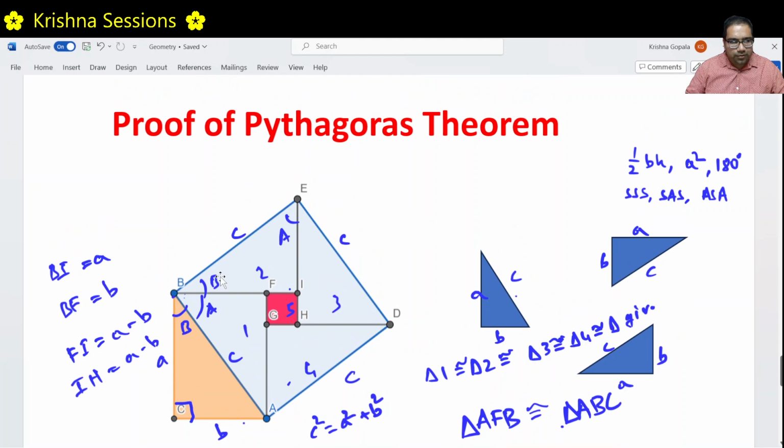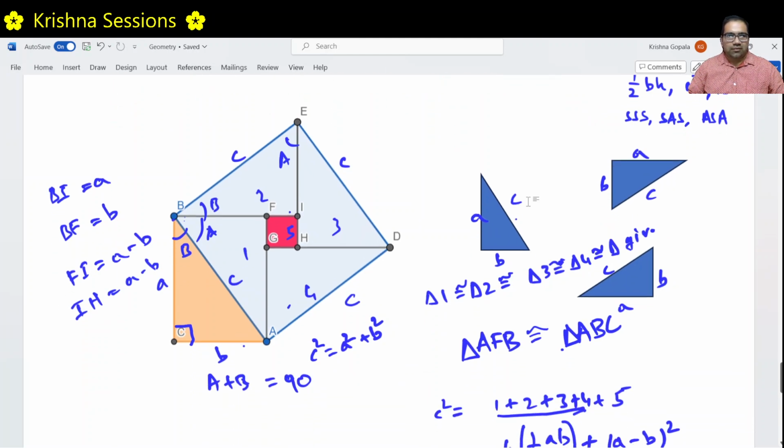Okay, cool guys, hope you understood this. There are various ways of proving the Pythagoras theorem. This is one of the ways. We'll discuss another way in another class. Thank you, guys. All the best.